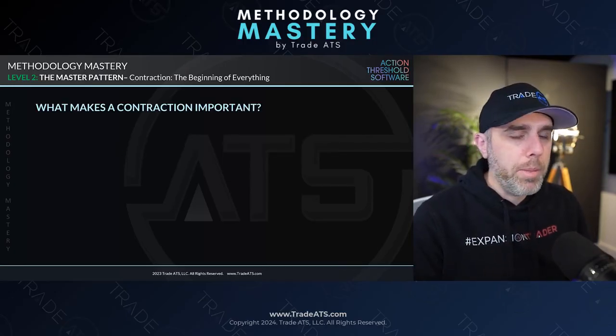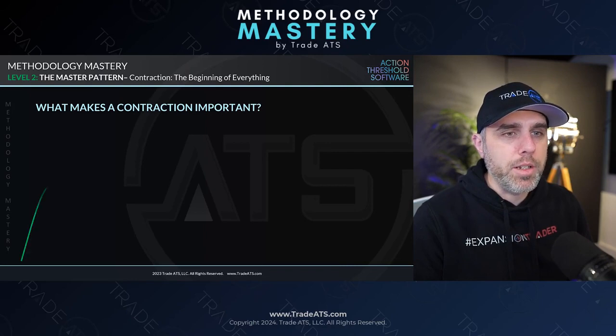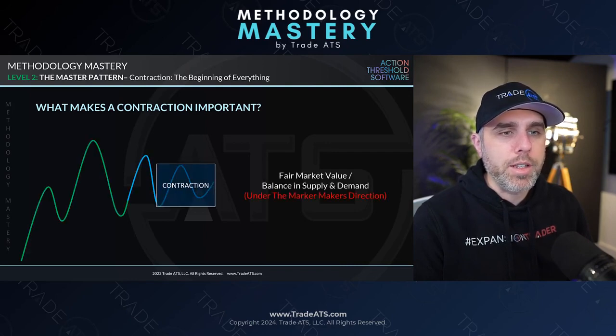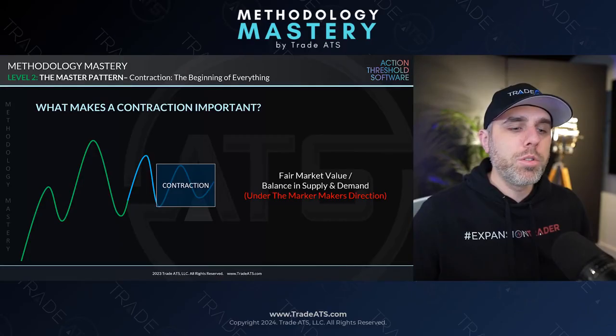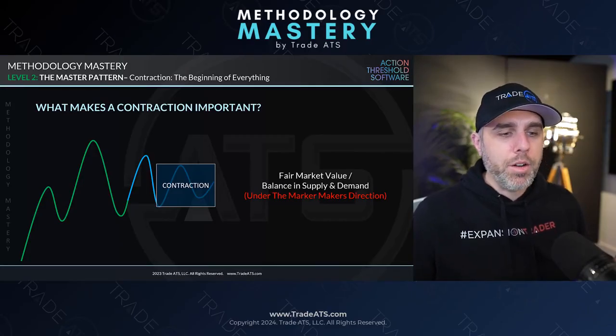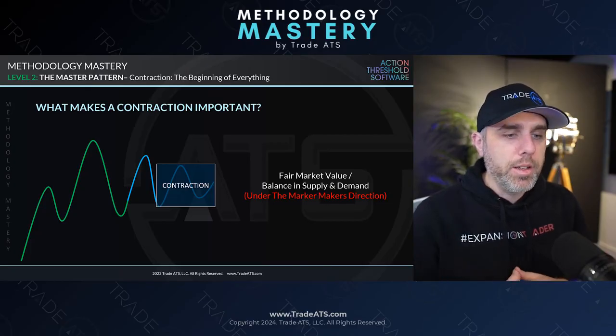So what makes a contraction point important? Let's look at the example here. Contraction is fair market value or a balance in supply and demand. And what's important to know is that this is under the market maker's direction. We've talked about throughout these lessons that the market makers control supply. They don't control demand as much, but they are the floodgates of supply. So they're controlling one side of the coin to a large degree.